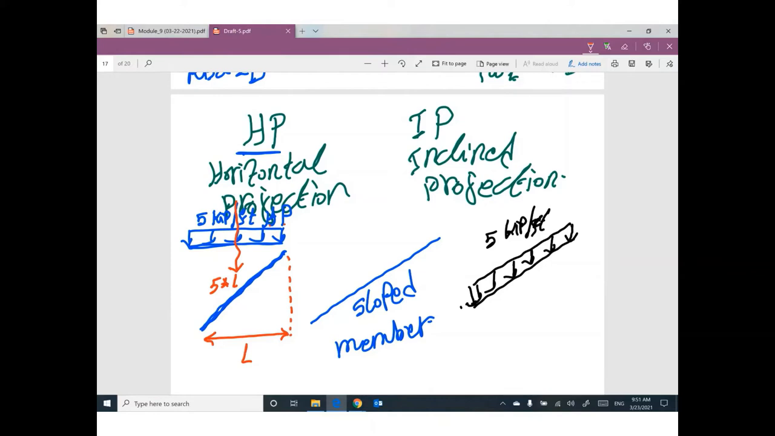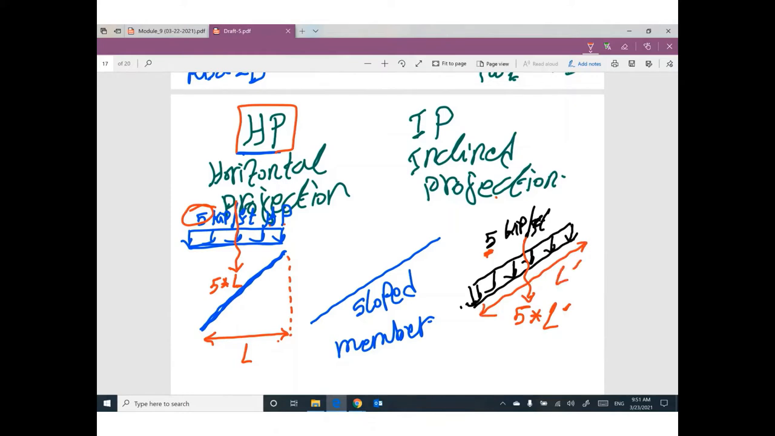I didn't say five times the length of the member. No, the horizontal length of the member. So L here is the horizontal length. Horizontal projection means that if you have a distributed load and would like to get the equivalent of this distributed load, you have to multiply the value of the distributed load by the horizontal length of the sloped member. If you have inclined projection, go ahead and multiply the value of the distributed load by the inclined length of the member.